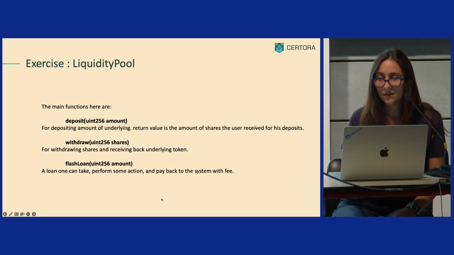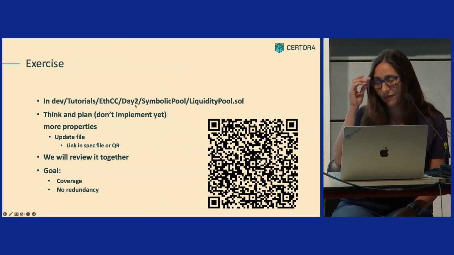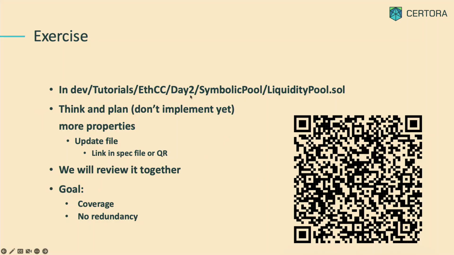Okay, so we have in our tutorials, this is the tutorial branch. You do need to pull if you already pulled it. I think it's not under day 2. It's just under symbolic pool, liquidity pool. And what I want you first of all to do is just think and plan properties. I opened a document. We can just update there.